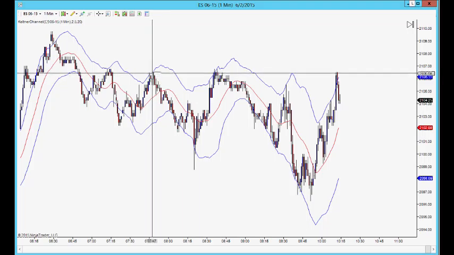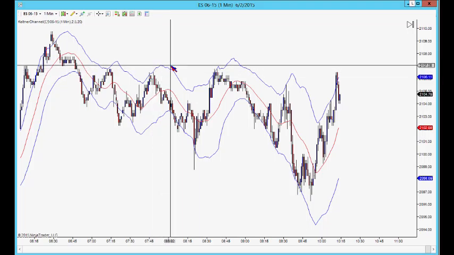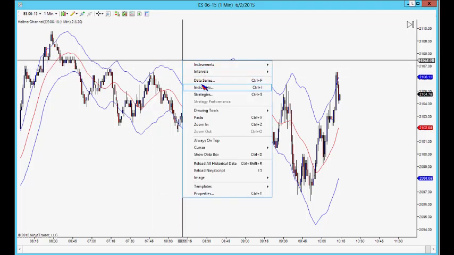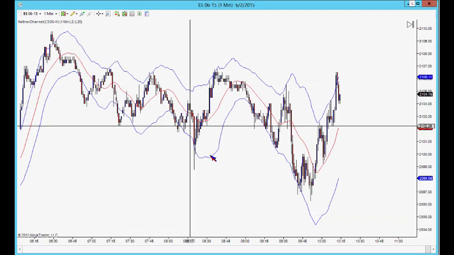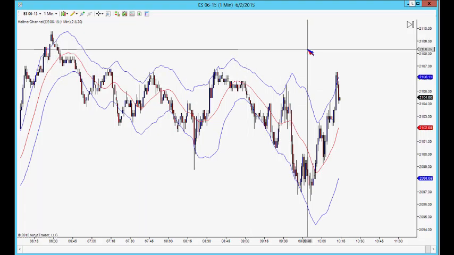Also, your bars are naturally green and red. So let's just right click, data bars, right here. Down bars red. I made mine blue. Okay? Got the flag. Got the flag.